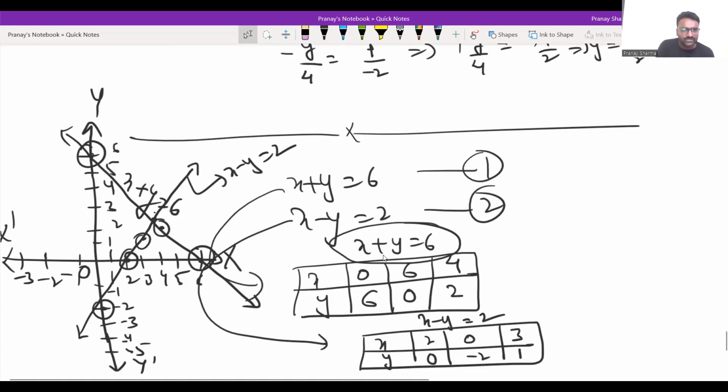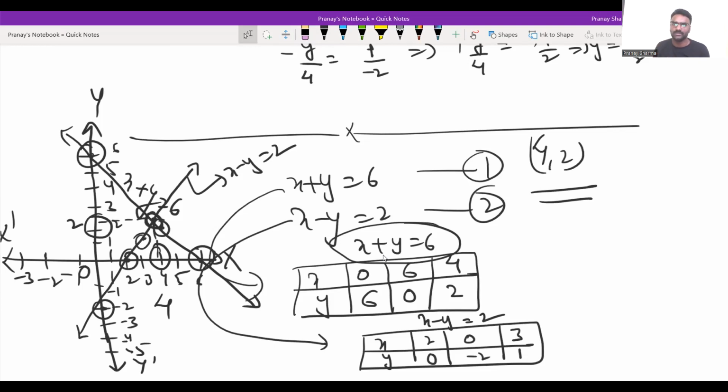Now the point of intersection is this. If you project this, here you are getting 2. If you project this on the x-axis, here you are getting 4. Again, we got 4, 2 as our coordinates. All right. That means the common point of intersection, that is nothing but the solution of this.